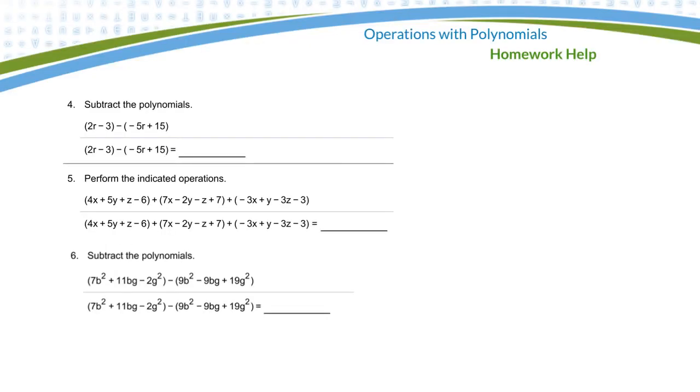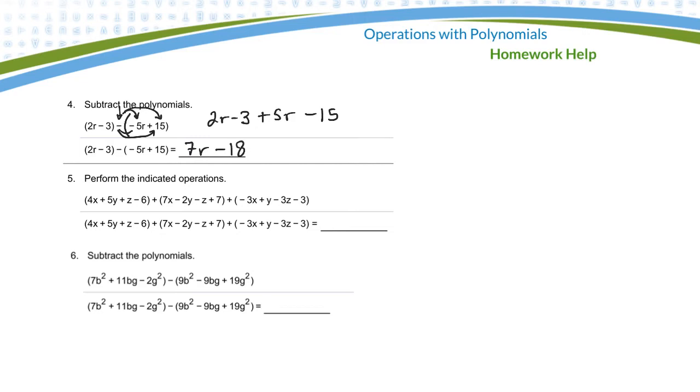Okay, this question is asking us to subtract the polynomials. If they have the subtraction in front of a bracket, that subtraction, this one right there, has to apply to each term in the second bracket. So I'm going to rewrite this as 2r minus 3, and then minus a negative will be plus 5r, and minus a positive will be minus 15. So in collecting like terms, 2r plus 5r would be 7r, and minus 3 minus 15 would be minus 18.